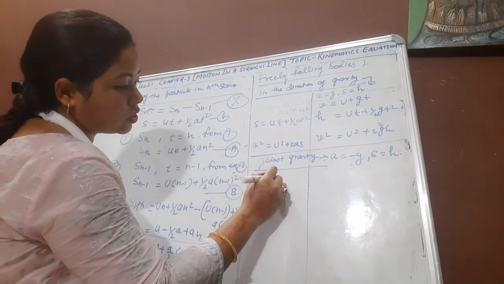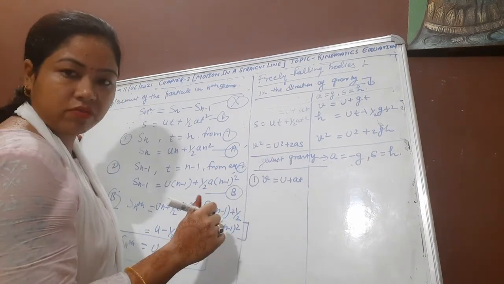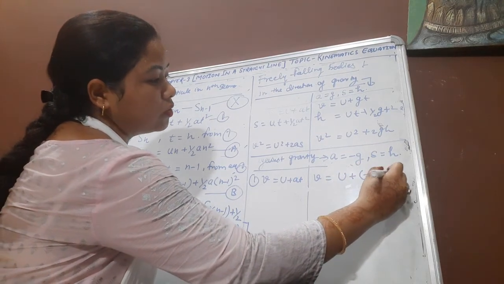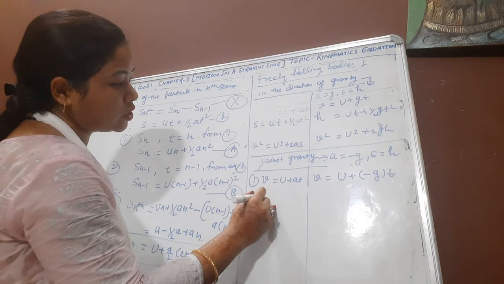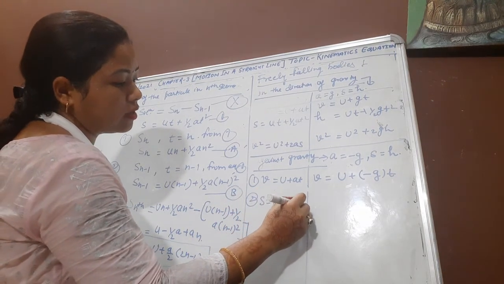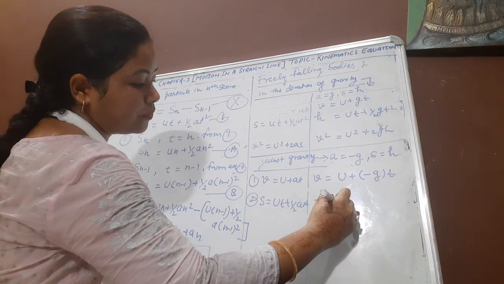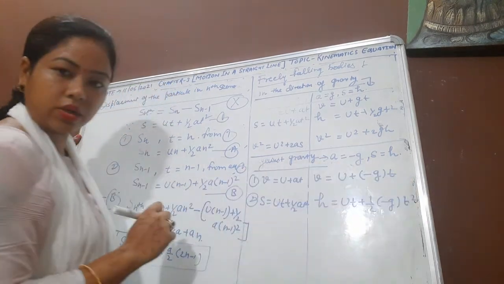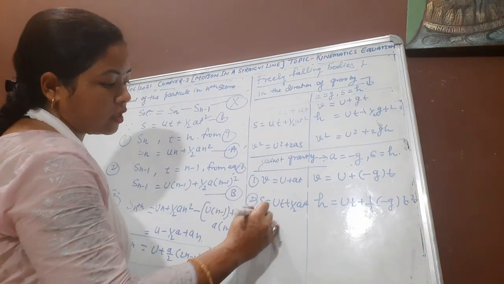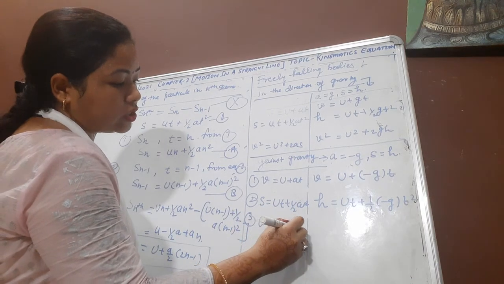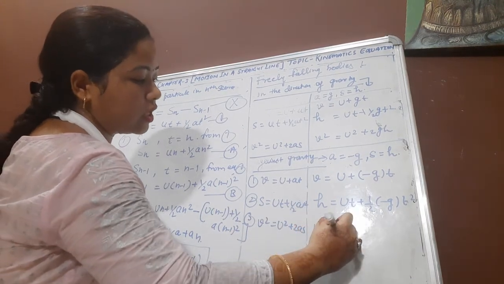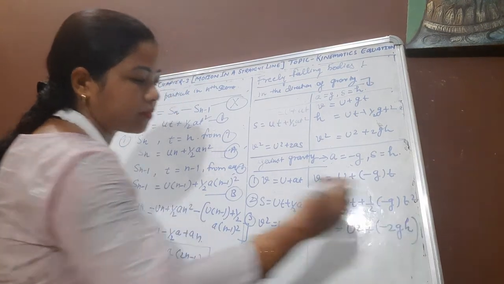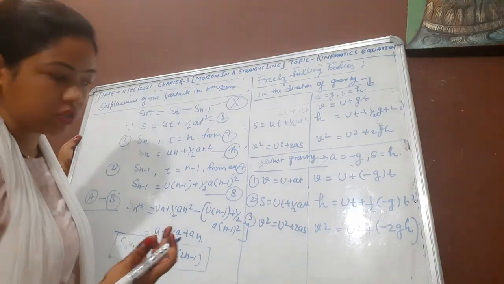So for the first equation of motion v equals to u plus at, how will we convert this equation? v equals to u plus minus g into t, right? Now the second equation of motion, s equals to ut plus half at square, so h equals to ut plus half minus g t square. And the third equation of motion, v square equals to u square plus 2as, will be v square equals to u square plus minus 2gh.